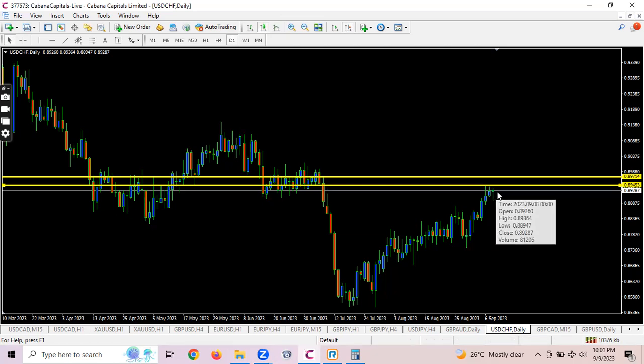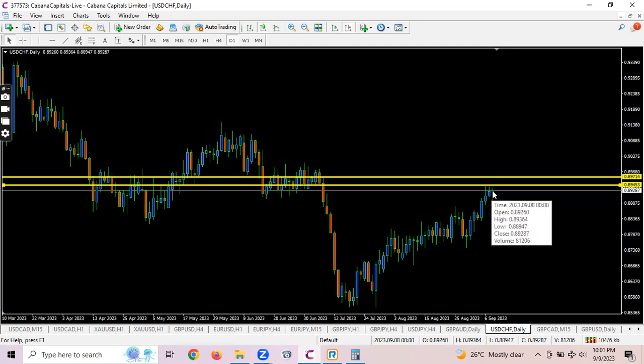So if Monday candle closes bearish, there's a high probability that USD CHF would sell. Now, if Monday candle closes bearish, we would have a new resistance, right? A new resistance will be formed if Monday candle closes bearish. Now, if you are considering buying, that resistance level must be broken before you consider buying. Are you following? Before you consider buying, that resistance level must be broken.